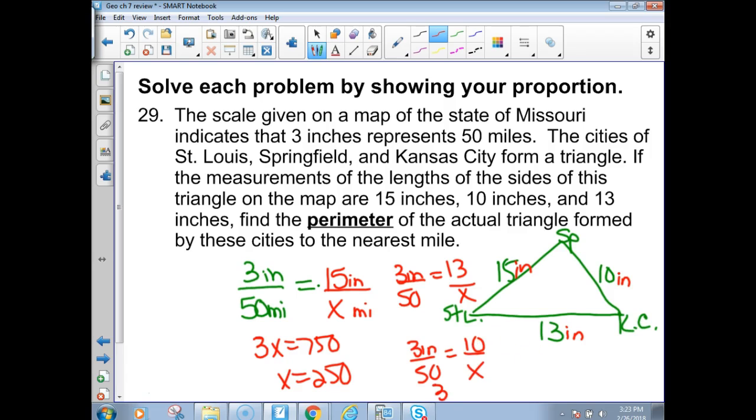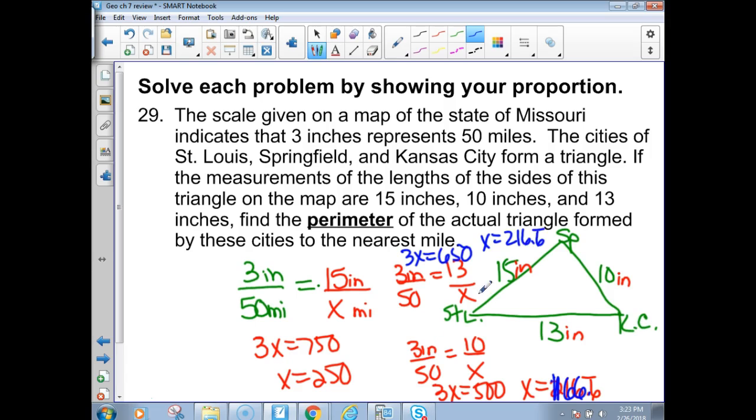So we're going to have 3x equals 500. We're going to get a decimal on that one. 216.6 repeating. I'm trying to remember from earlier today. Is that what that one is? Or did you already do this one? 3x equals 13 times 50, 650. That's the one when you divide, you get 216.6 repeating, and the other one is 166.6 repeating.